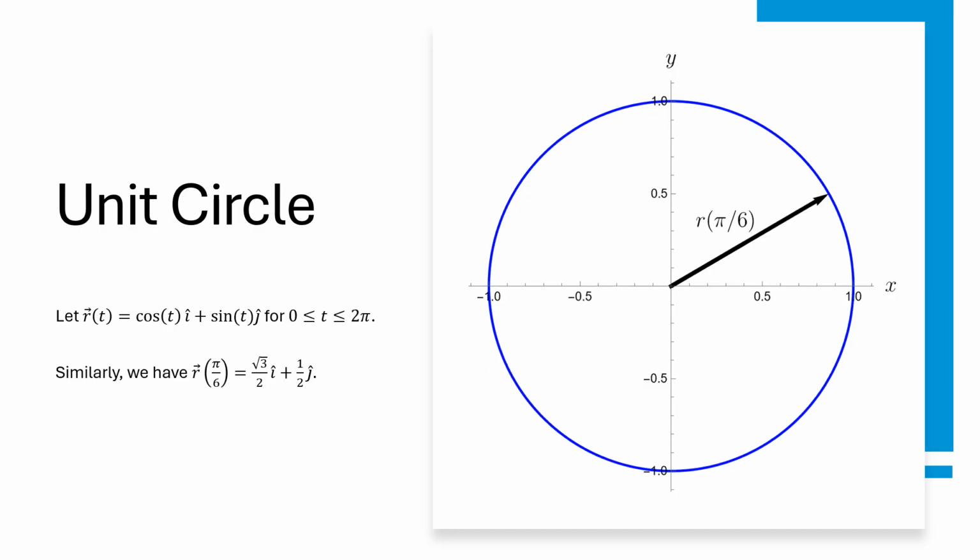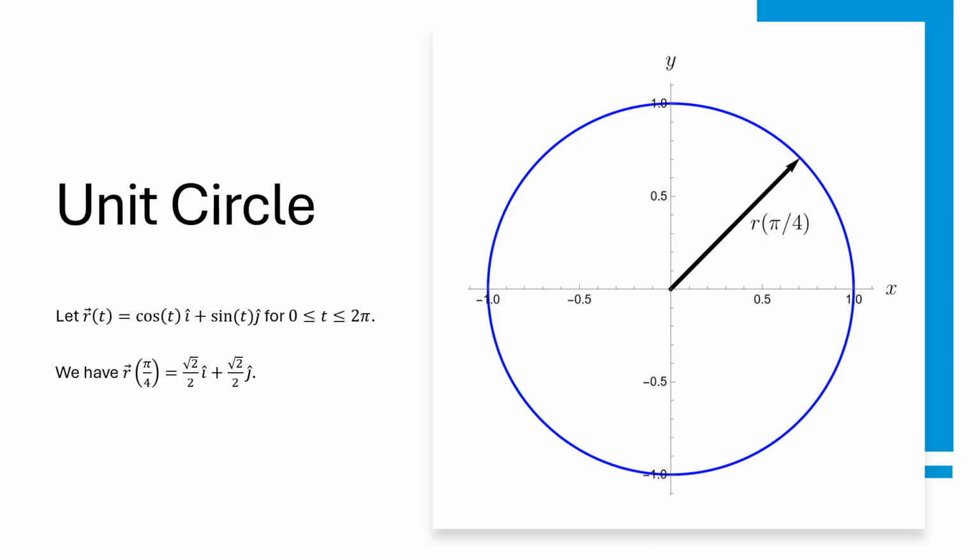Similarly, we can plug in some other points. If I plug in pi over 6, that gives me square root of 3 over 2 i plus 1 half j, and so we can see where that point is on the unit circle. And we could continue with more points. If we did pi over 4 here, we'd be at square root of 2 over 2 i plus square root of 2 over 2 j.